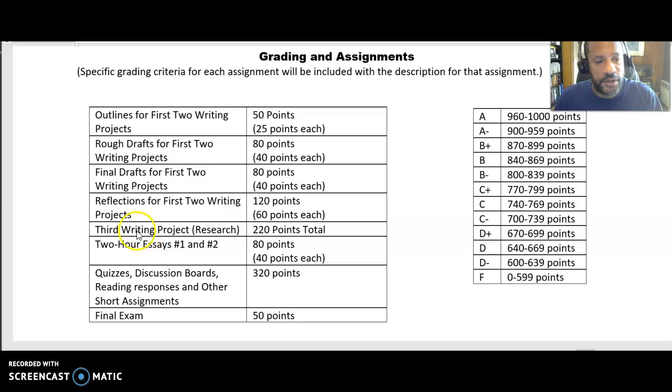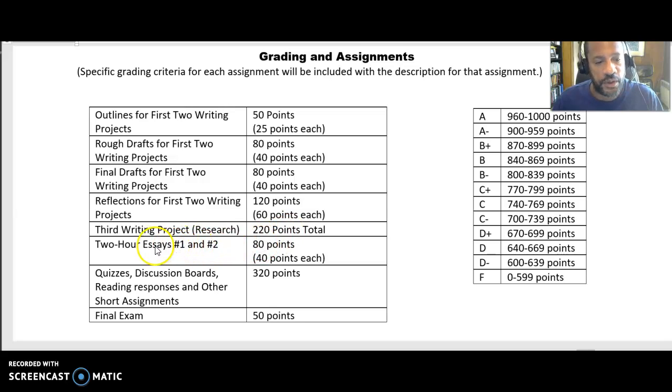I have a third item here, the third writing project, and it's a research project. It says 220 points total. There are a number of steps to building that up, and it's going to be worth a total of 220 points. Again, a lot of those will be, did you do them? And if you did them, you're going to get full credit for them. I don't want to list them here because it's rather complicated. There are a number of different elements to that, but I just want you to know that the third writing project is worth 220 points in total. That's a lot. But again, I'm going to take you through and explain in detail what that process is. So just keep that in mind as well.